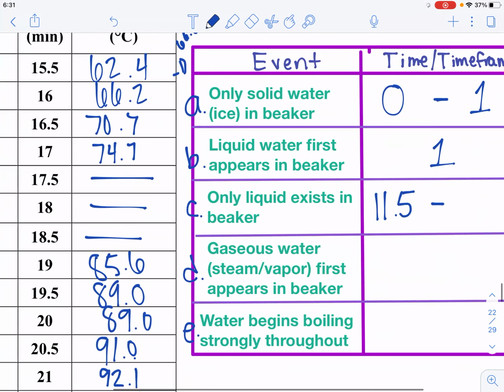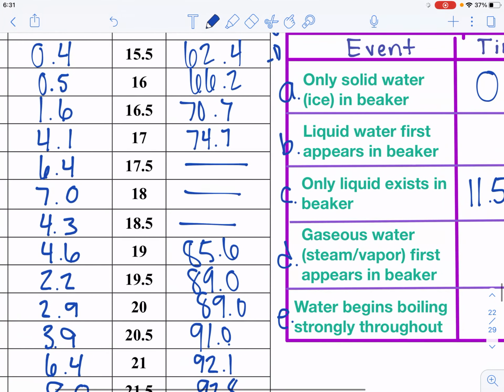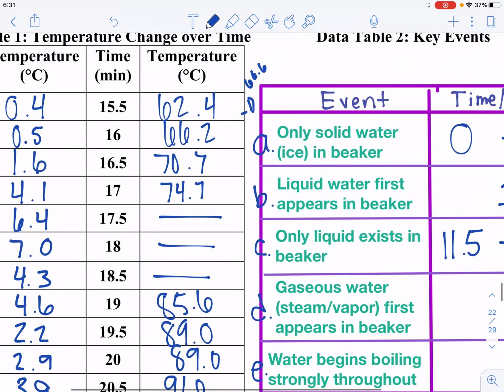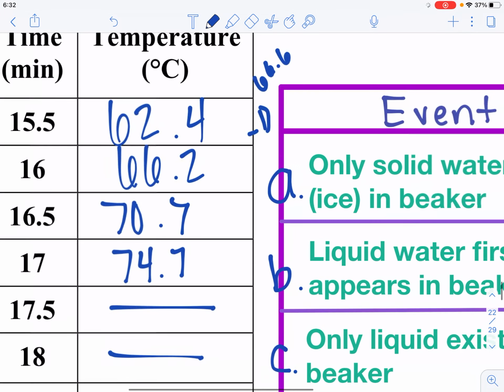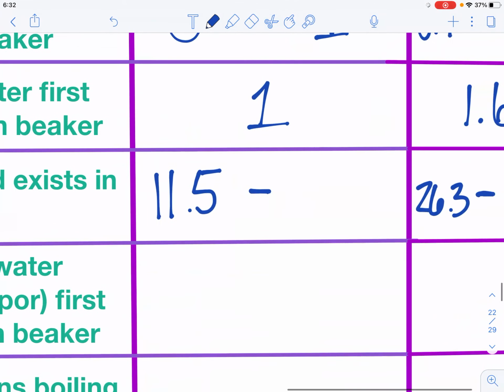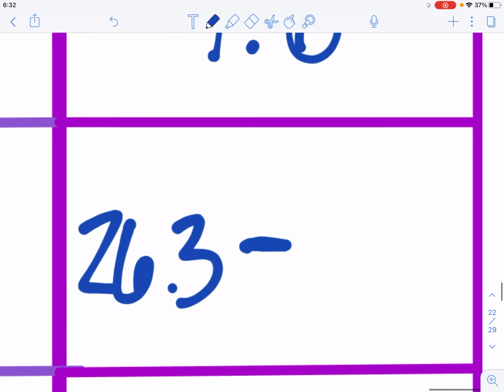It ends at letter D. So wherever you first start to see your water vapor form. And for a lot of us, that was probably around between 60 and 70 degrees. Maybe a little bit higher for some of you, but for me, I wrote it down here at 15 minutes and 30 seconds. So I'll just do 15.5. So that was at 62.4. So 62.4 for my temperature.